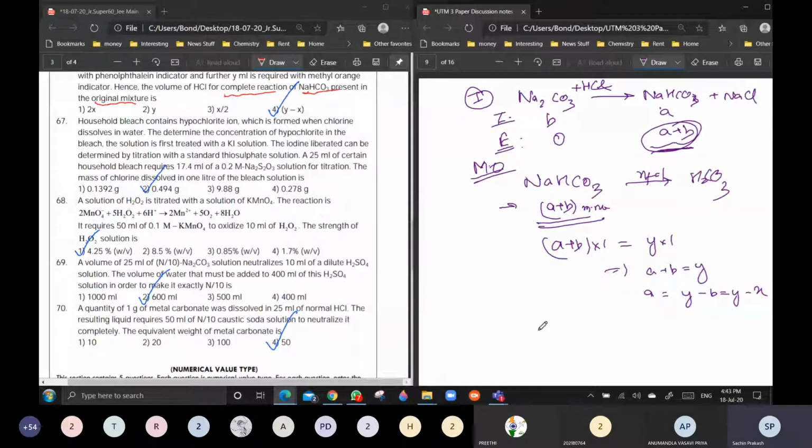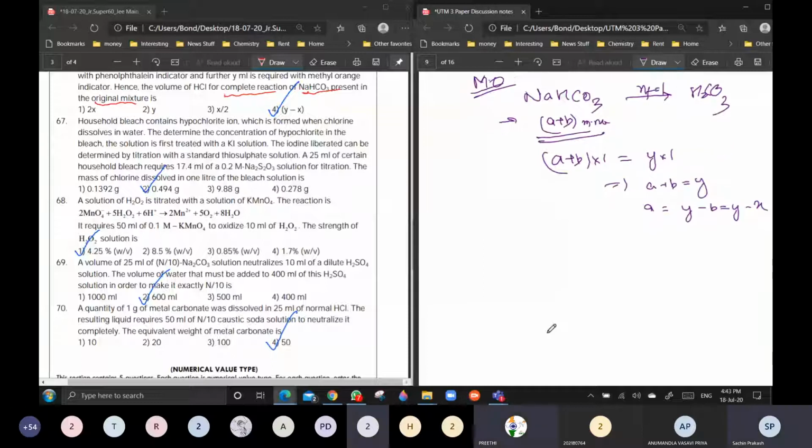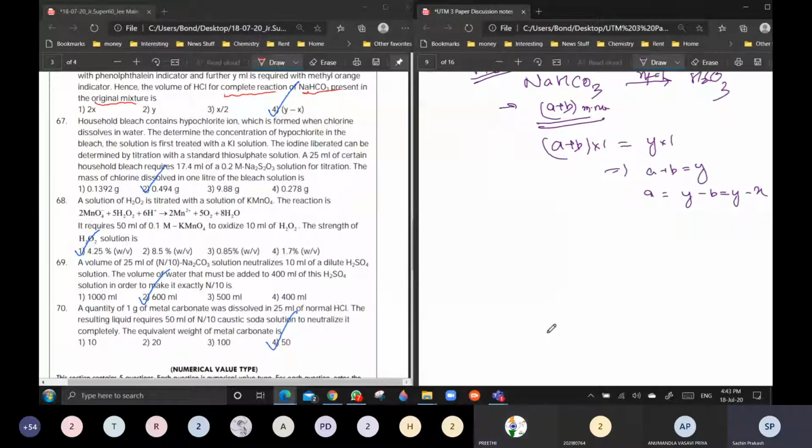So after 66, 67. Question 67 is a question which I have discussed in the class. Only the values are slightly different, but other things are same. Okay, let us try this question.